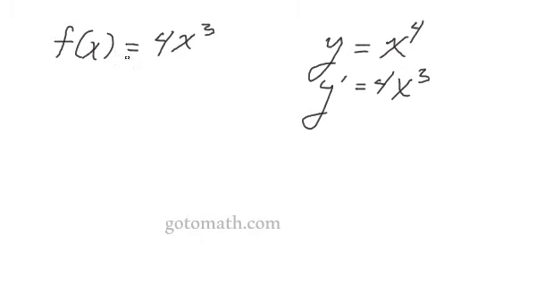Well, guess what? We're going to label this as our capital F here, x to the fourth. It turns out that this is the antiderivative of f of x. So what are we doing here?